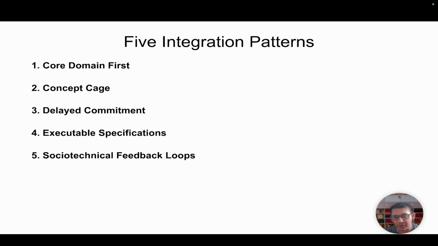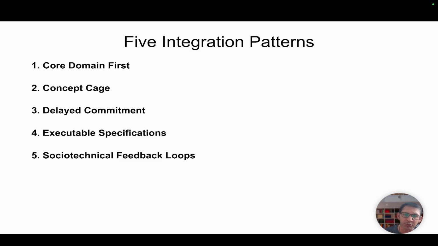The fourth pattern is called executable specifications. You write property based tests that treat your domain model as a specification. Every user story must pass the same properties, ensuring consistency. You get the safety benefits of modeling with the flexibility of story driven development.